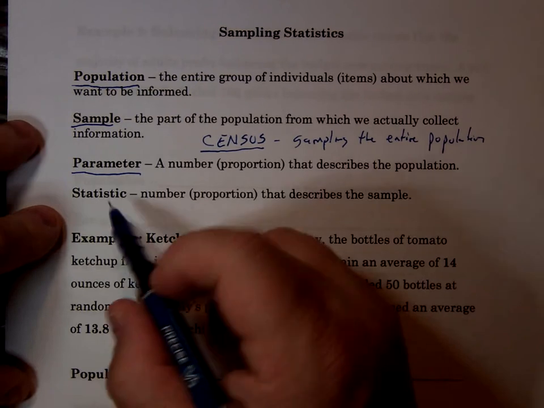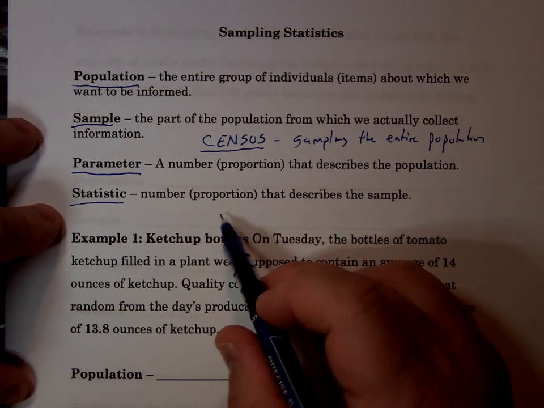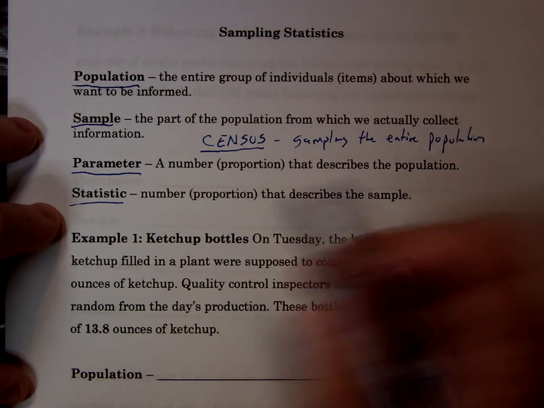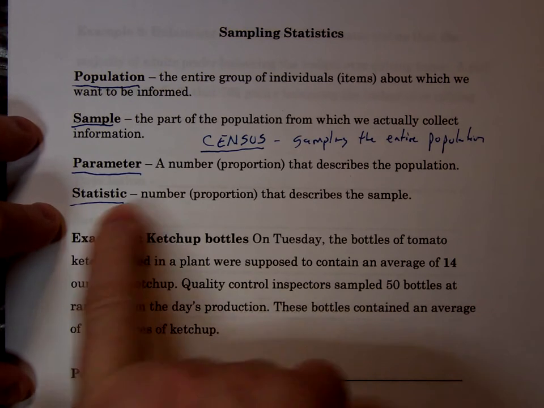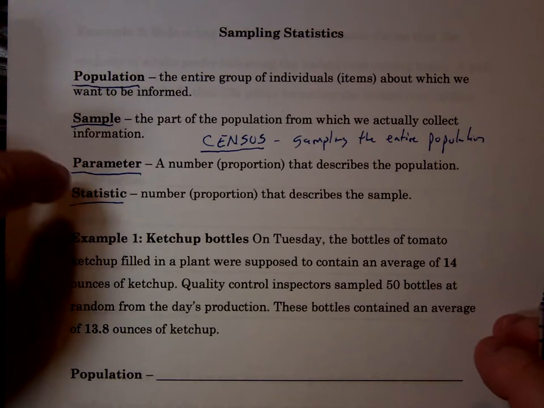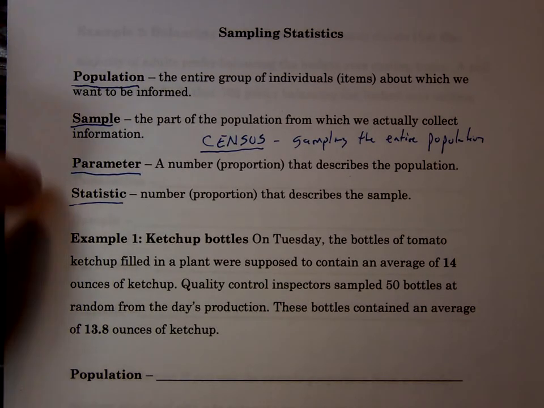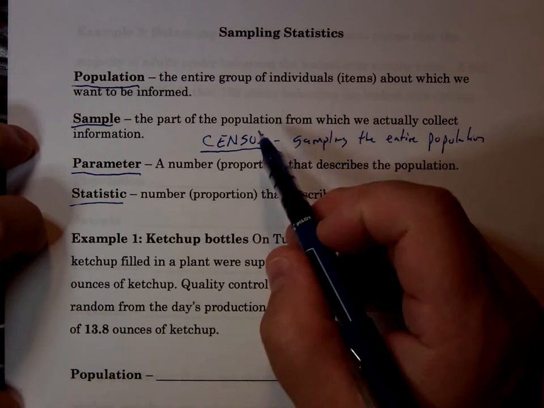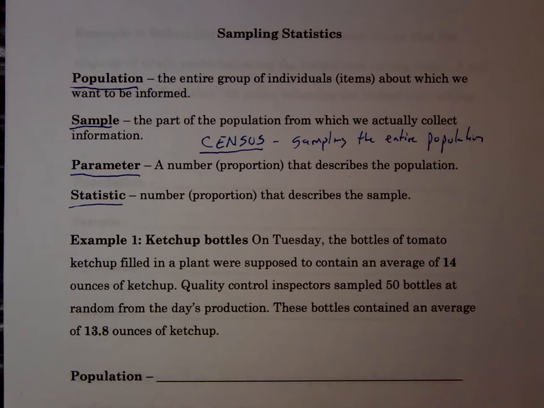And then the statistic, it's the matching number or proportion or percentage that describes the sample. We use the statistic to make inferences about the population and what we think the parameter would be. But our statistic, unless we do a census, is never perfect. So we're going to talk about that too. So here's our first example.